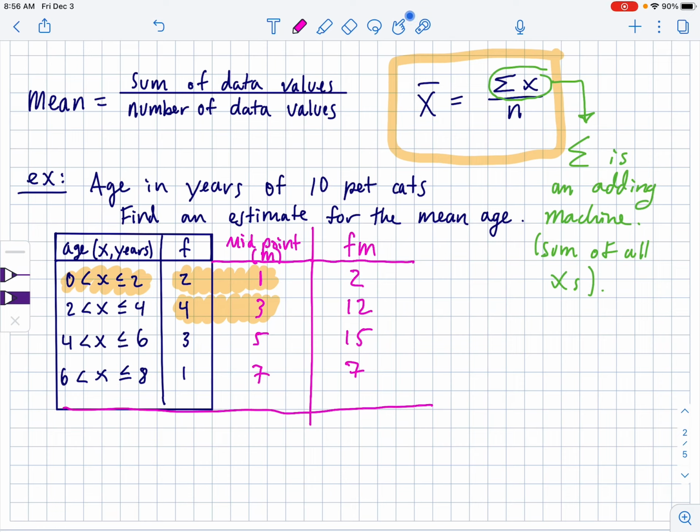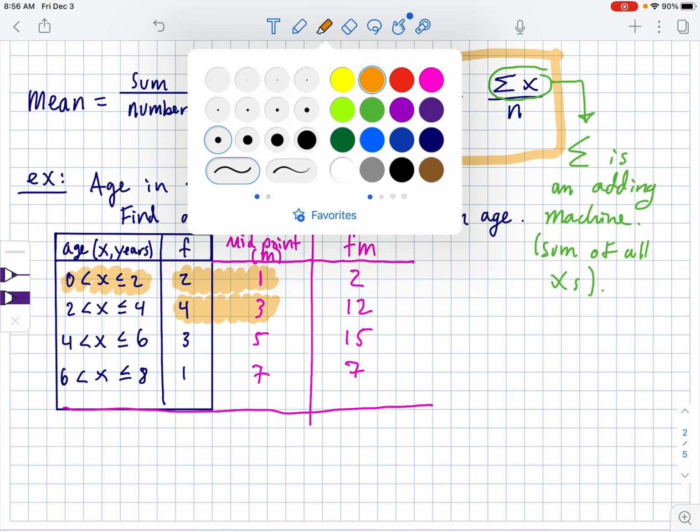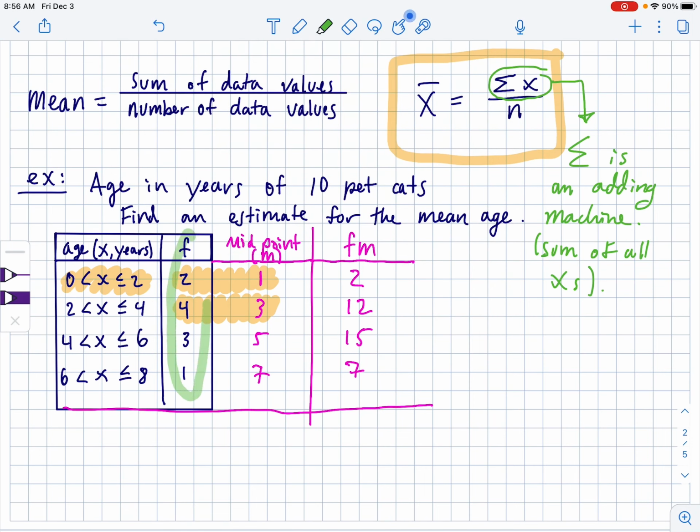Then we need to add some totals here on the bottom. The first thing that we need is a total frequency. So we're going to add all the frequencies together. So that's 2 plus 4 is 6, plus 3 is 9, plus 1 is 10. So that means sigma f is equal to 10. This is the sum of all the frequencies. That there were 10 cats in the survey. We knew that from the beginning.